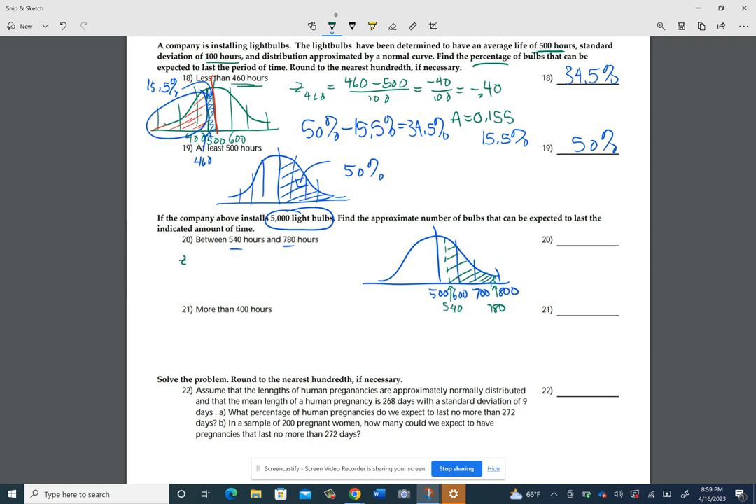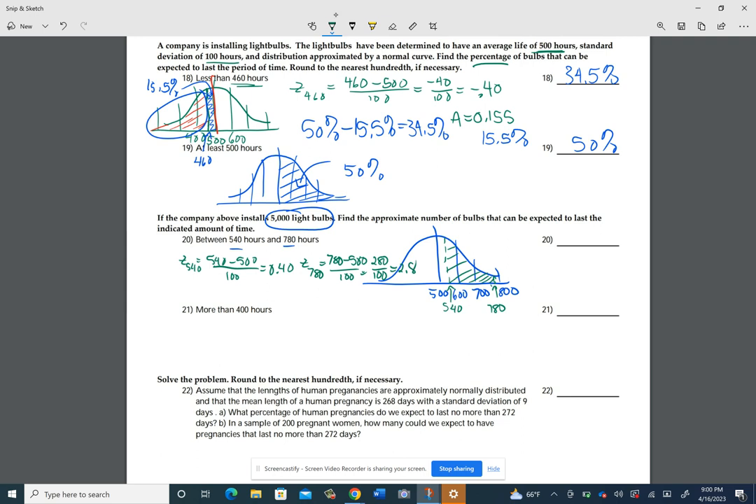So the z-score for 540 can be found by taking 540 minus 500 over 100. That turns out to be positive 0.40. The z-score for 780 equals 780 minus 500 over 100, which is 280 over 100, which equals 2.8. Okay.